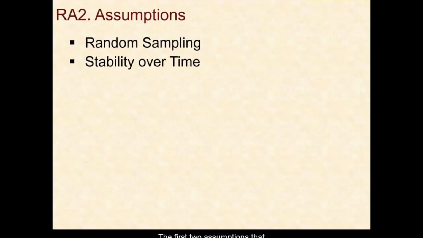The first 2 assumptions that we need are familiar to us: random sampling and stability over time. For randomness, we assume that there's no bias in how our sample is drawn or in how the measures are collected from the sample. For stability over time, we assume that the process and the relationships within that process are stable over the time period of interest.